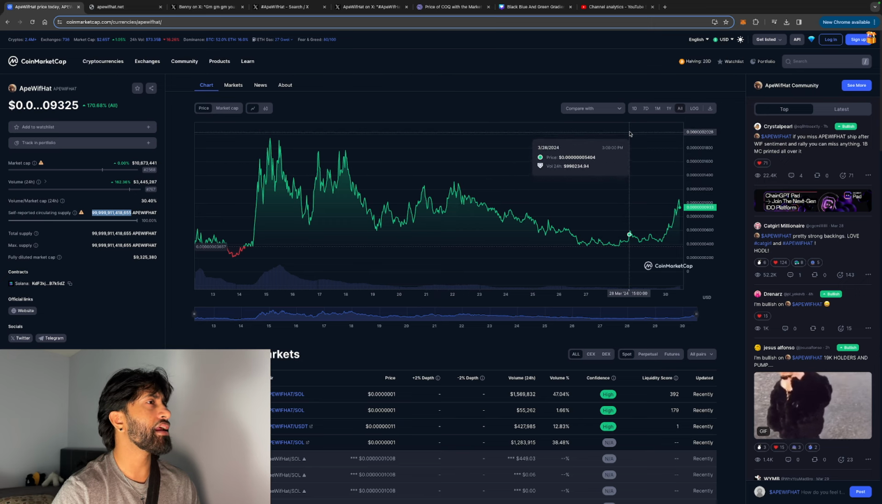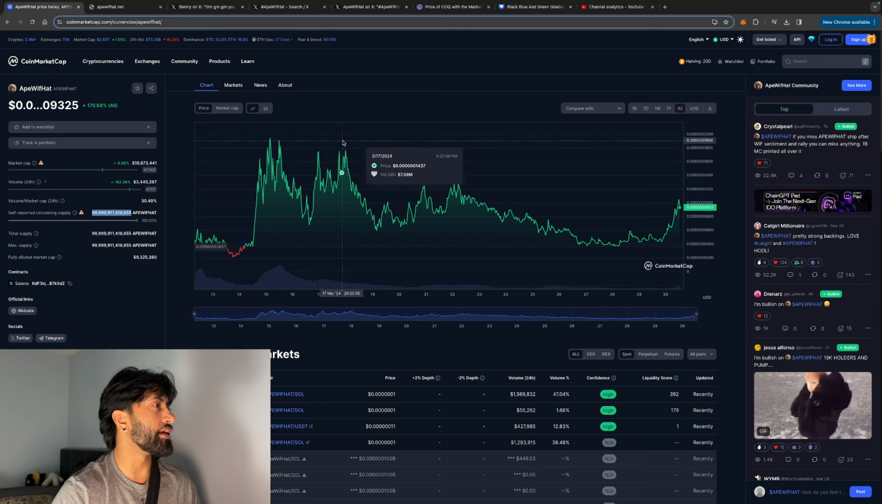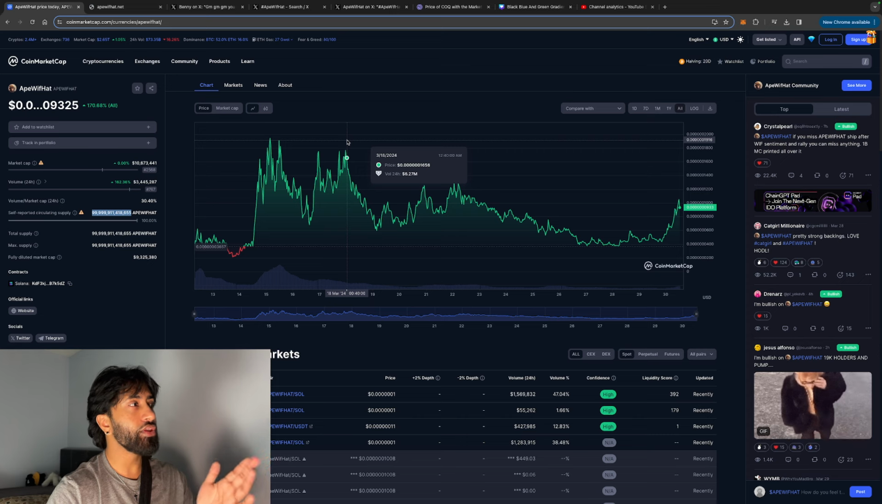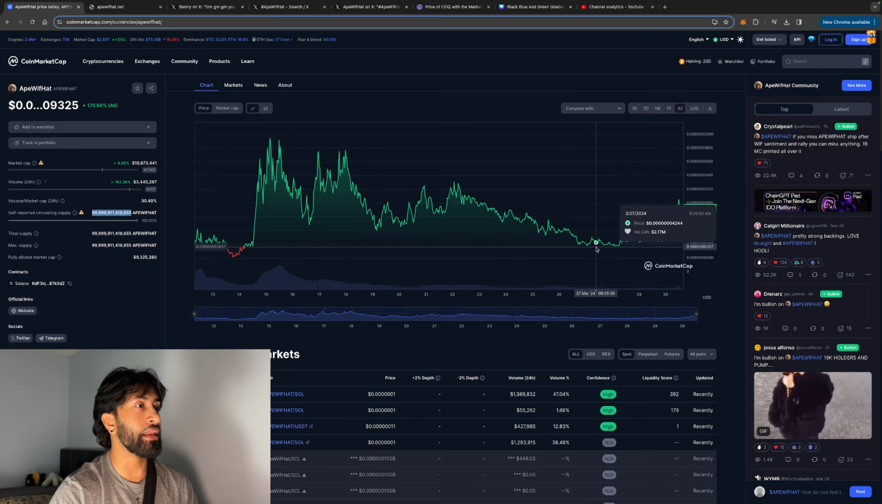So, Ape Wif Hat, you can see it ran up a crazy amount in March. Like, when March 13 to 17, when all the meme coins were going absolutely ballistic, all these ran up, but boom, did it correct, right? It literally dropped an insane amount, right?